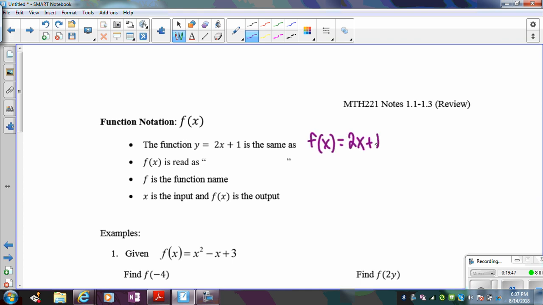But the difference is f of x can only be used if you have a function. So for example, the equation of a circle isn't going to use f of x. It's going to use y.